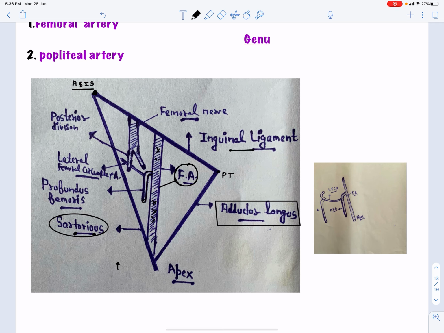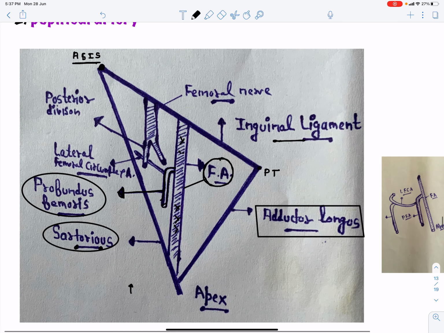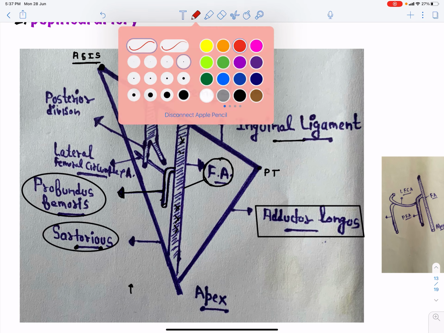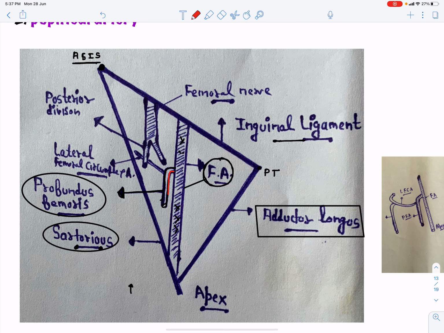Actually in the femoral triangle, nearly around 6 branches of the femoral artery are present. And which one is the largest branch? Answer is profundus femoris is the largest branch of the femoral artery in the femoral triangle, right? Then pay attention now. See this red one here, this is our profundus femoris artery.